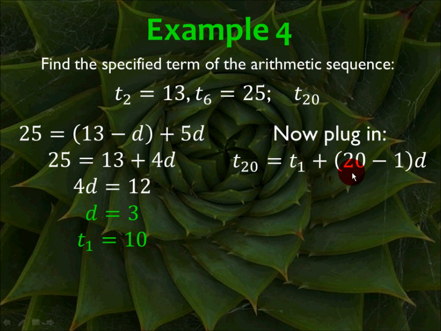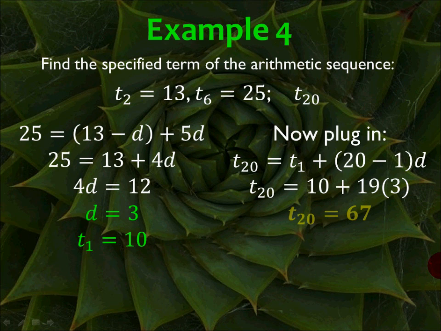So to find T20, you just plug it into the general formula. T20 is T1 plus 20 minus 1 times D. T1 is 10, D is 3, and you just combine the terms, and you get the 20th term is 67. So that is the first way to figure out this problem. Find T1 and D using two general forms of the equation and then solving for one of the variables first.